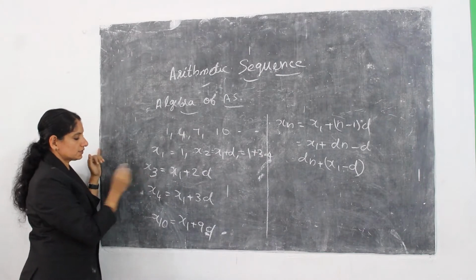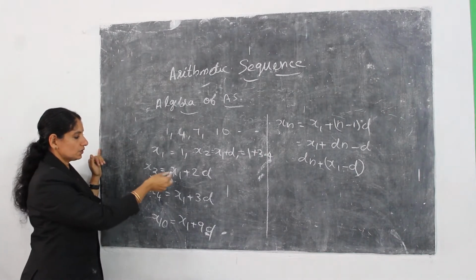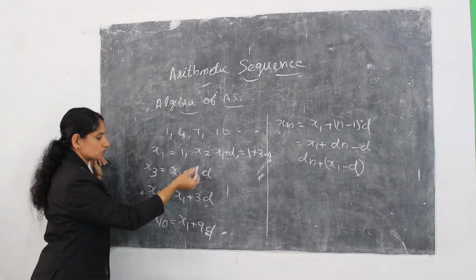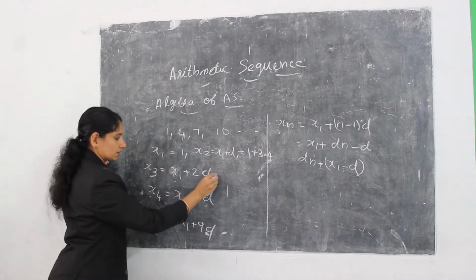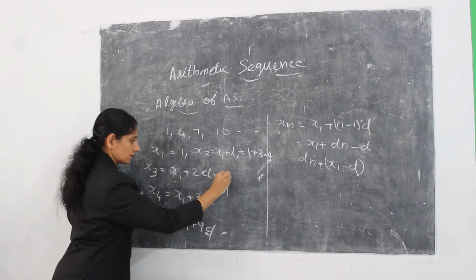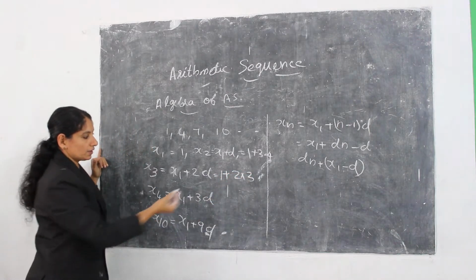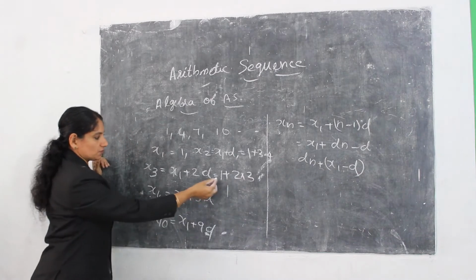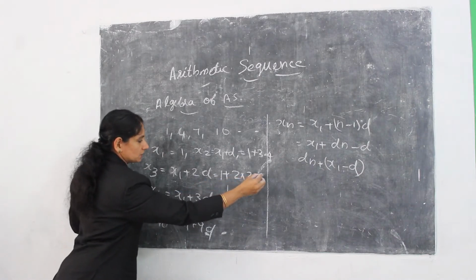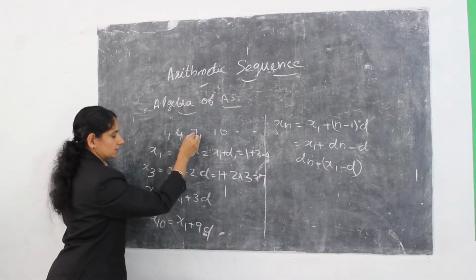Then next is x3 is equal to x1 plus 2 times the common difference. What is x1? 1. 2 times the common difference 3, 2 into 3 is equal to 6. That is 1 plus 2 into 3 is equal to 7. That is the third term.